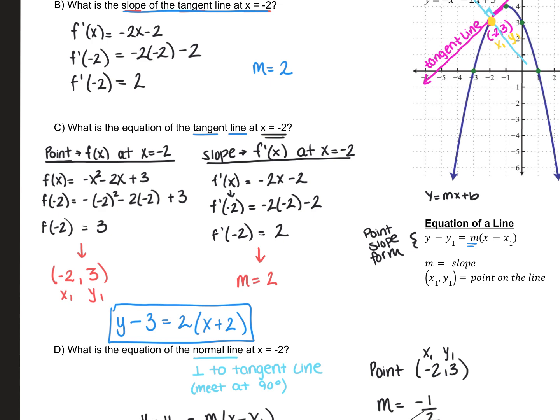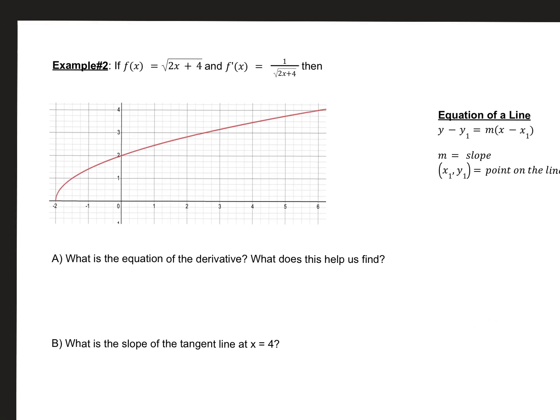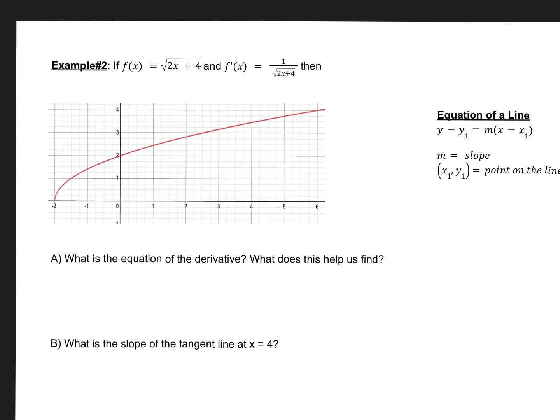So what I would love for you guys to do right now is take a look at example number 2. So it's a square root example, and that's okay. Here's a picture of what it looks like. I would love for you guys to try to do all parts of this for homework, and then we will reconvene tomorrow in class by going over this first. All right, do the best you can on this, and have a good night.